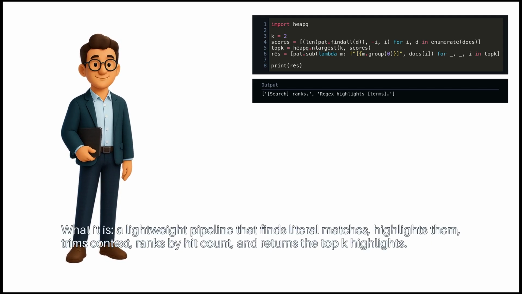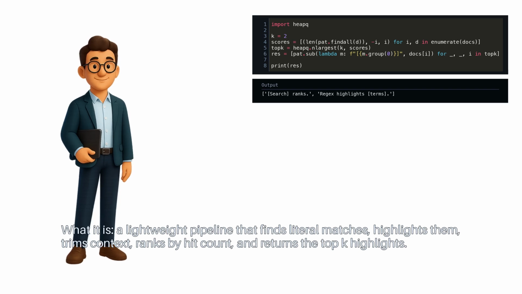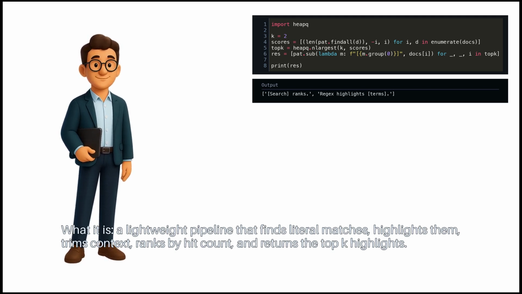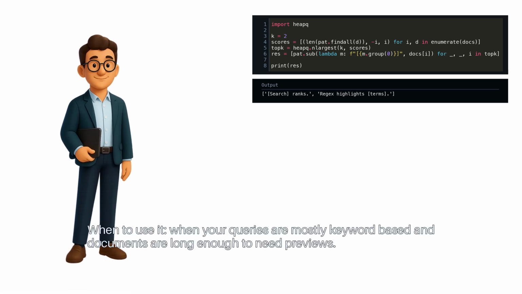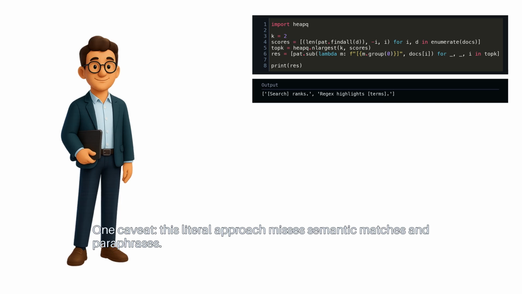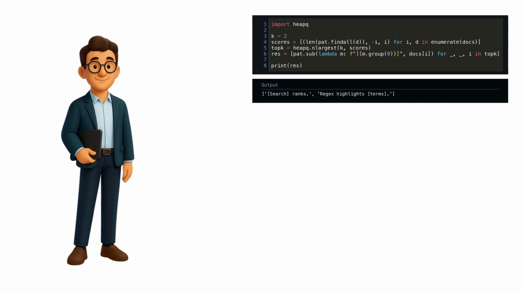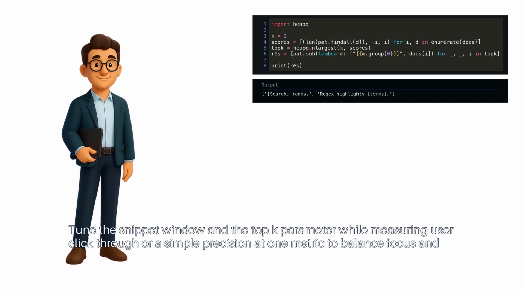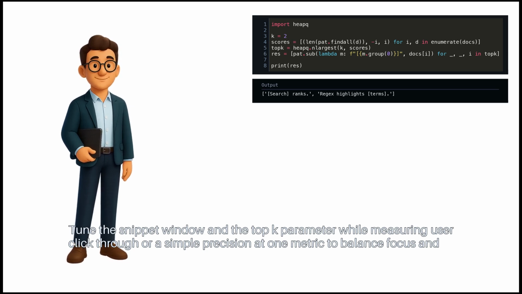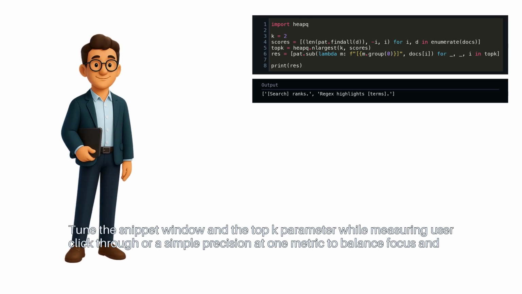Recap. It is a lightweight pipeline that finds literal matches, highlights them, trims context, ranks by hit count, and returns the top K highlights. When to use it. When your queries are mostly keyword-based and documents are long enough to need previews. One caveat. This literal approach misses semantic matches and paraphrases. Next step. Tune the snippet window and the top K parameter while measuring user click-through, or a simple precision at 1 metric to balance focus and context.